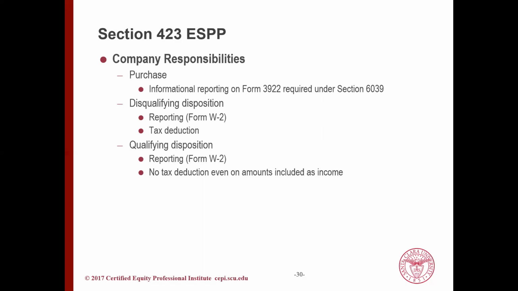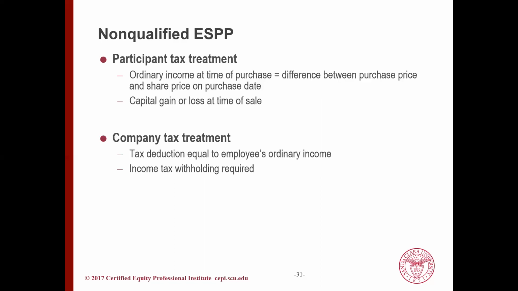On a qualifying disposition, sale of shares purchased under ESPP, there will always be an element of compensation income, so the company has an obligation to report the compensation element on Form W-2, but the company does not receive a tax deduction even for the amounts included as income on the W-2. Not all ESPPs are designed to qualify under Section 423.